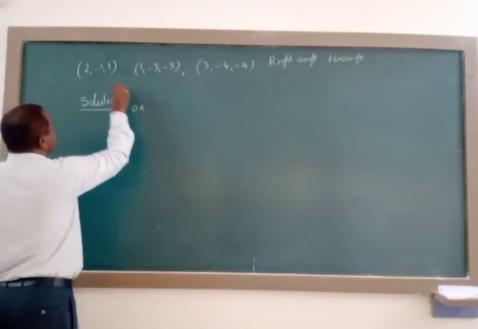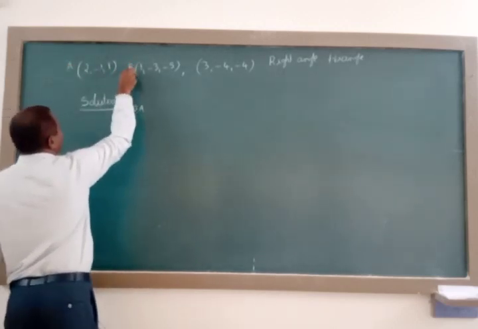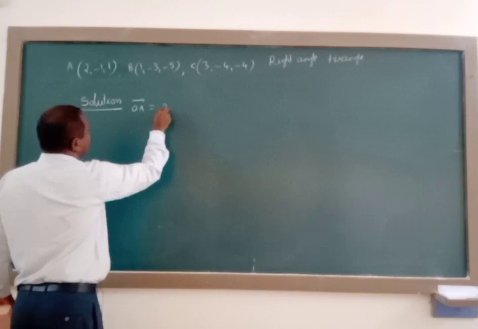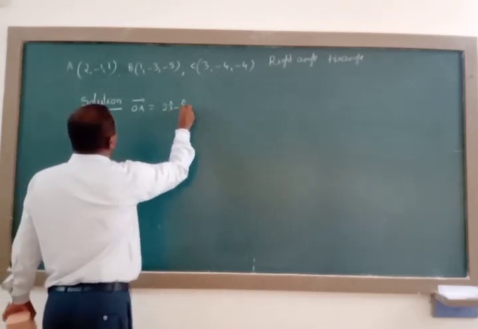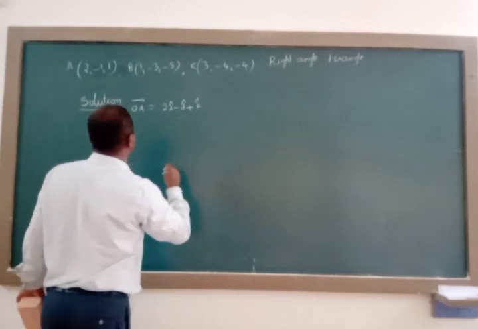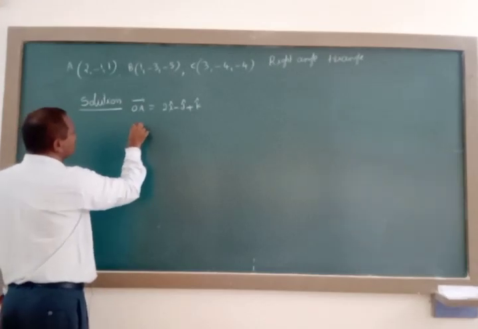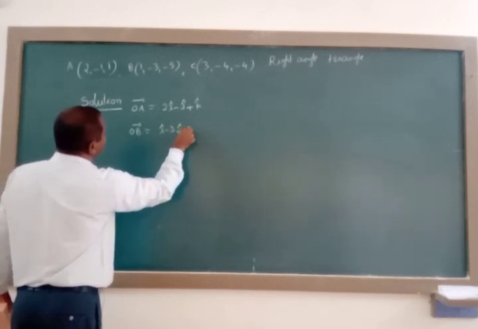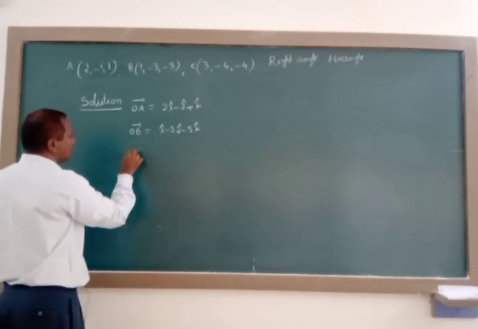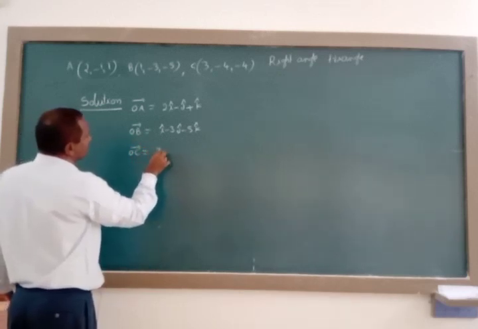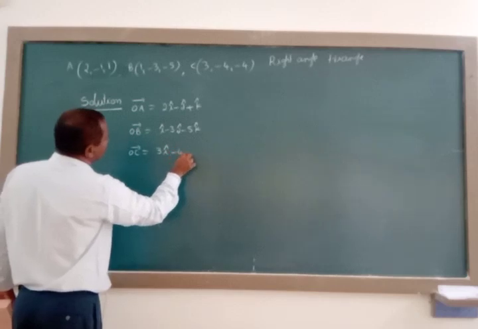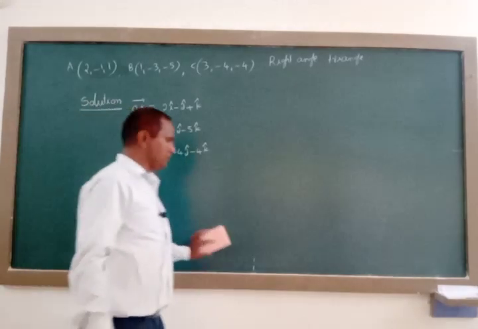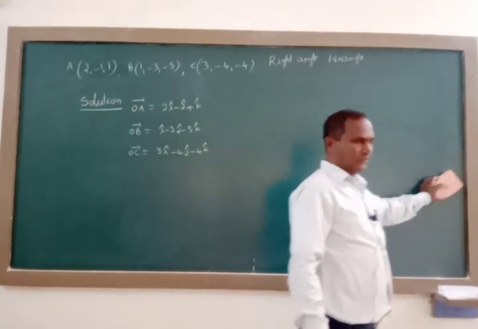Considering all the three points A, B and C here, OA bar is equal to 2i cap minus j cap plus k cap, and OB bar is equal to i cap minus 3j cap minus 5k cap. OC bar is equal to 3i cap minus 4j cap minus 4k cap. With the help of all these three position vectors, we have to find the given 3 vectors.